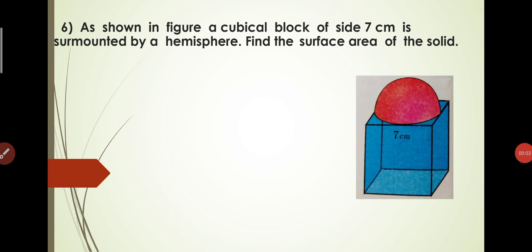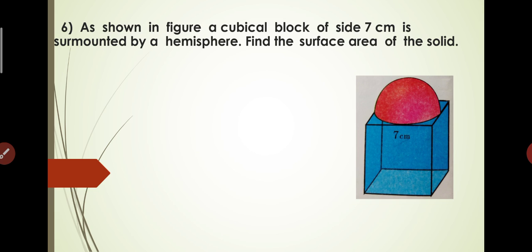As shown in the figure, a cubical block of side 7 cm is surmounted by a hemisphere. Find the surface area of the solid. Now, there is a cubical block whose side is 7 cm. It is surmounted by a hemisphere. This is the final solid we have in our hand. Now we want to find out the surface area of the solid.